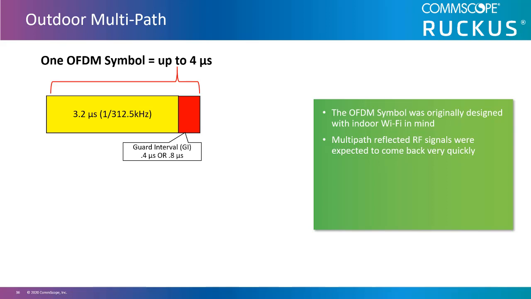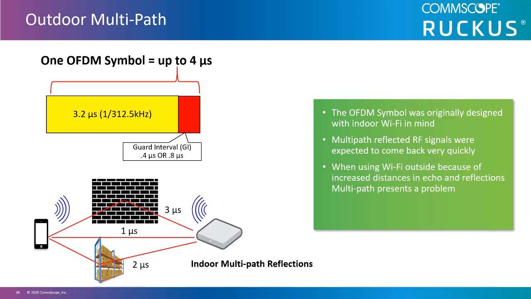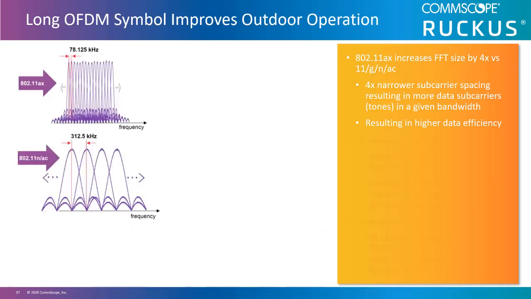The pre-AX OFDM symbol was composed of a data portion that was 3.2 microseconds long with a guard interval of 0.4 or 0.8 microseconds. When using Wi-Fi outside, because of the increased distances and increased delay of reflections, multipath presents a problem. Long OFDM symbols help correct this problem. Let's look how OFDM long symbol improves outdoor operation.